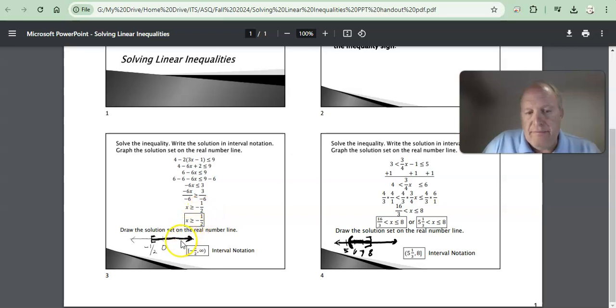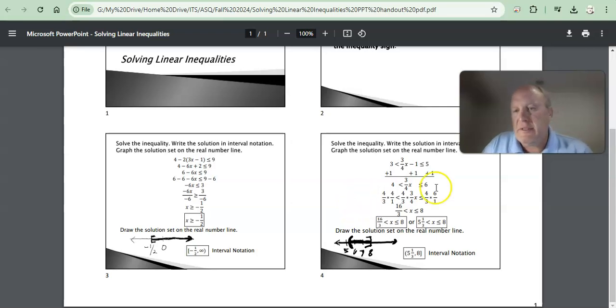Now to graph that, the graph looks like this, and notice how you're going to use brackets. Use brackets this way or brackets this way if you have a greater than or equal to. If you just have a less than or a greater than, you use parentheses. Brackets are for less than or equal to or greater than or equal to. So here's the graph. Notice the bracket, and this graph is greater than or equal to -1/2. So that's the graph. Here's interval notation.